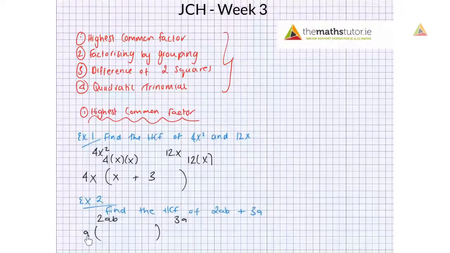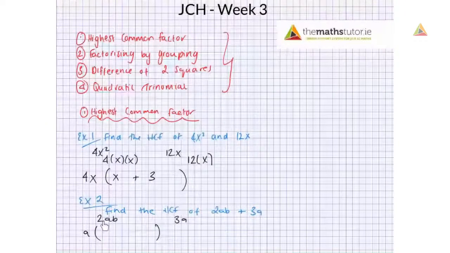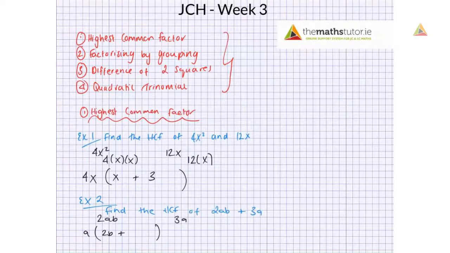Now, what multiplied by a gives me 2ab? The answer is 2b. And what multiplied by a gives me 3a? Well, if a is out here, we put 3 in here. Okay, so the HCF in that case, what's the highest common factor common to both of those terms, is a. And that's the answer to example 2.